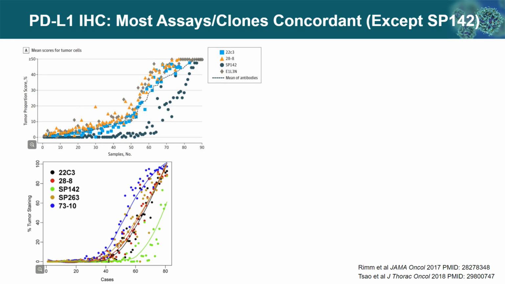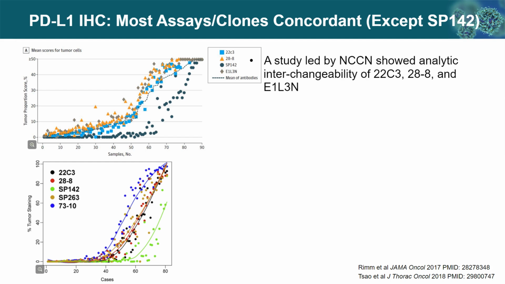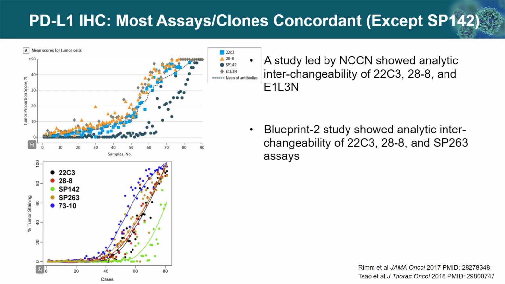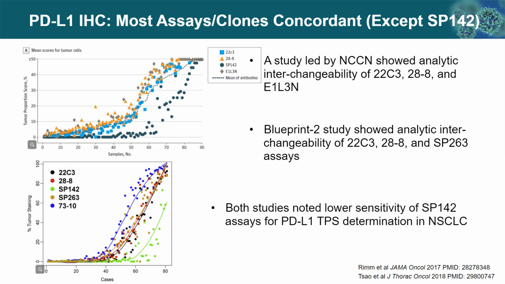Given the multiple PD-L1 assays and clones available, one may wonder how concordant they are. A study led by the NCCN showed analytic interchangeability of 22C3, 28-8, and U1L3N. The Blueprint 2 study showed analytic interchangeability of 22C3, 28-8, and the SP263 assays, and that these assays are practically equivalent. Both studies, however, noted lower sensitivity of the SP142 assays for PD-L1 TPS determination in non-small cell lung carcinoma.